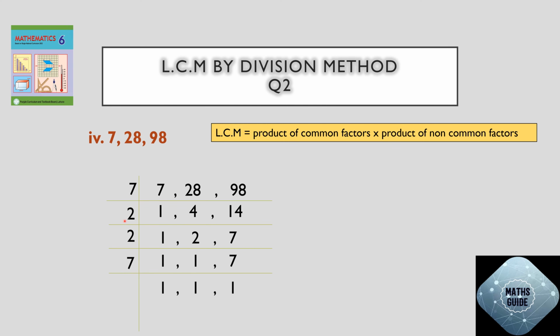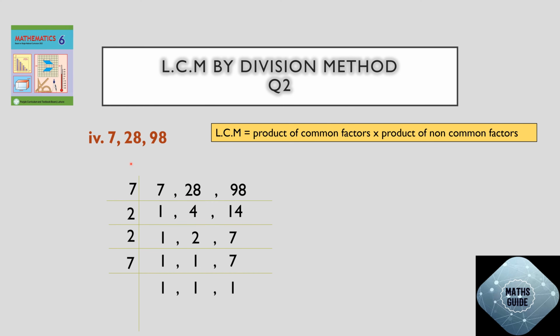These 7 and 2 are the common prime factors because they have divided all the numbers at once. And 2 and 7 are non-common prime factors because they cannot divide both numbers exactly. So we will divide them separately.